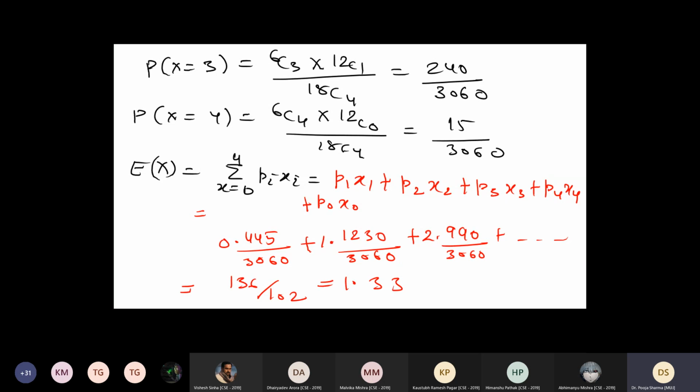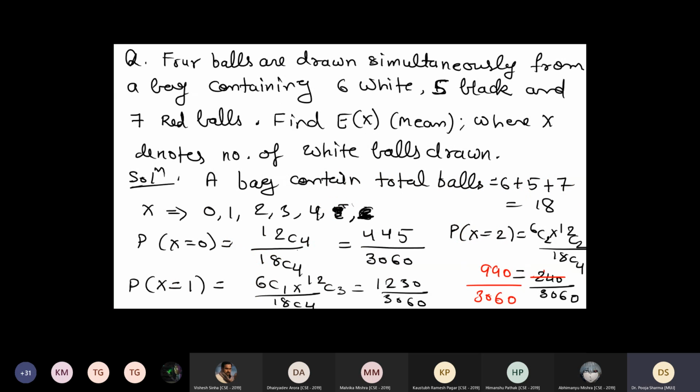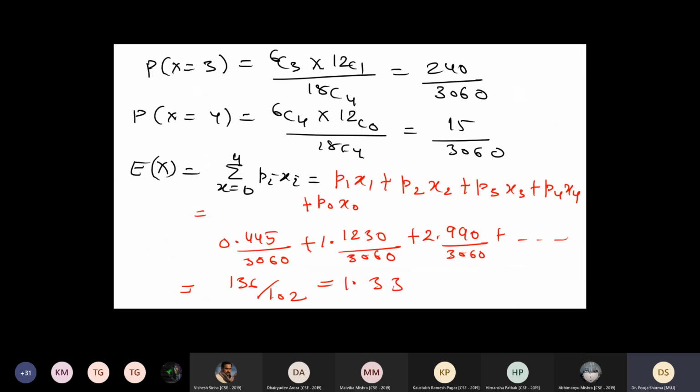For the first probability, I think it's 1320. I wrote for x equals to 0. For x equals to 1, I think it's 1320. Please check. This is 1230. Here it was not asked to write the variance, but we are finding out the variance also for the same case. Please note down, then for the next slide I will be finding the variance.